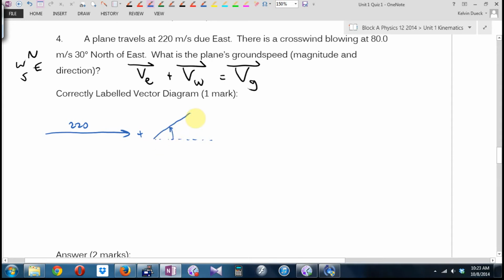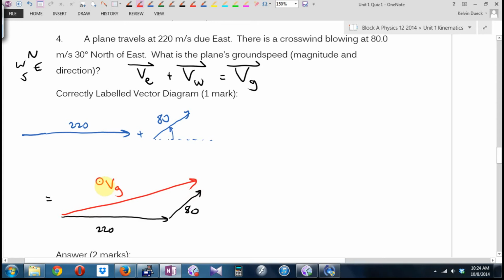And it's 80, so about 1/3 as long as the 220. So I should really make the 220 a little longer. I got a hankering to add these two together. Any thoughts? Tip to tail. Right. So the correctly labeled vector diagram is going to look like this. 220, 80. There is ground speed, ground velocity.